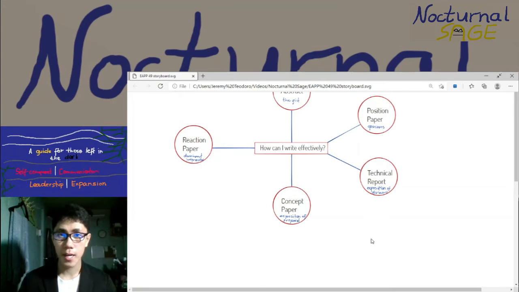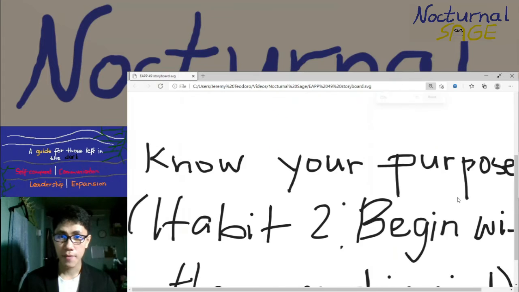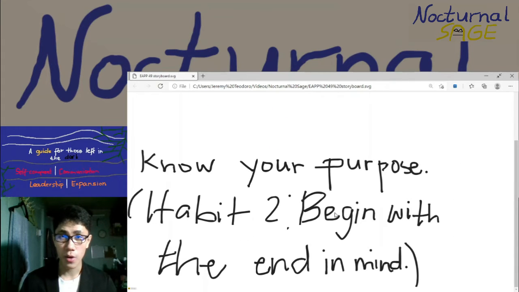Considering all the types of paper that we've written, we can come to a conclusion that to write effectively, we have to know our purpose. This is the second habit in the list of Stephen Covey's tenets. Habit 2, begin with the end in mind. So if you know why you're writing something, you'll be able to write it effectively. That's the first step, and the rest will follow, maybe through constant revisions and practice.